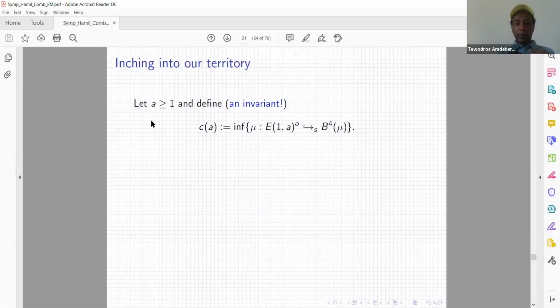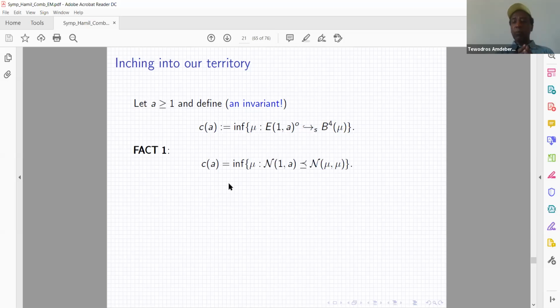Let me relatedly introduce another object. People call this symplectic capacity. There are different definitions. This is one of them. It's an invariant. Suppose A is a number more than 1, because we're going to stick with 1 and any number above or equal to 1 here. And then the question is what's the smallest size of the ball into which we can embed this ellipsoid. That number is denoted by C of A.